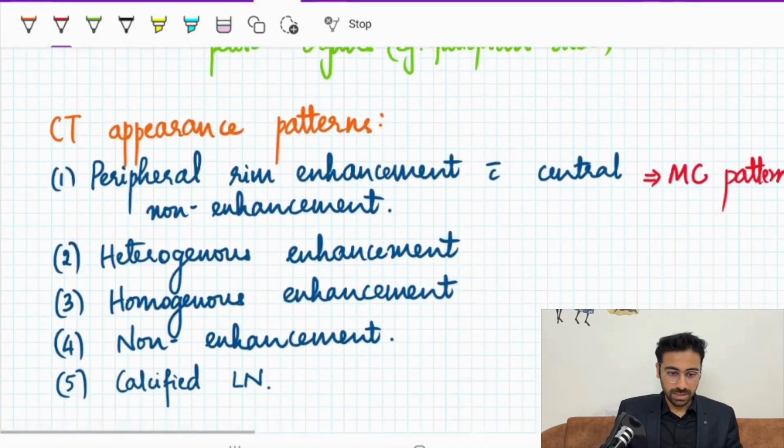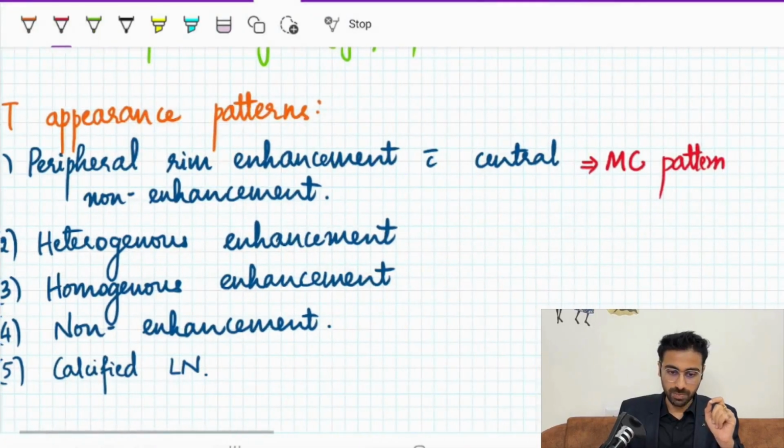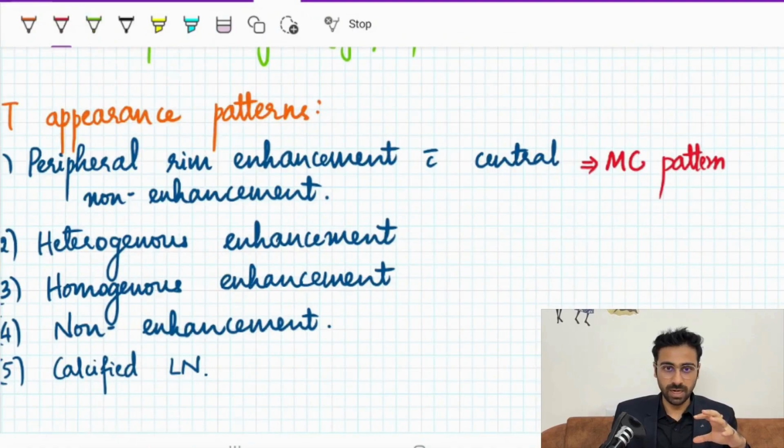Now we shall see the CT patterns of tubercular lymphadenitis. There are mainly 5 patterns. First being the peripheral rim enhancement with central non-enhancing core. This central non-enhancing core is necrosis. This is the most common pattern. Next, the heterogeneous pattern of enhancement. This is the second most common pattern, followed by homogeneous, then non-enhancement, and finally there is calcified lymph nodes. We shall see some examples to fortify our knowledge.